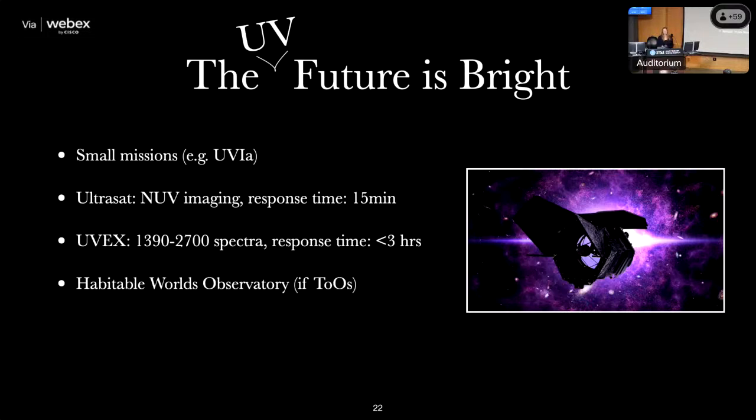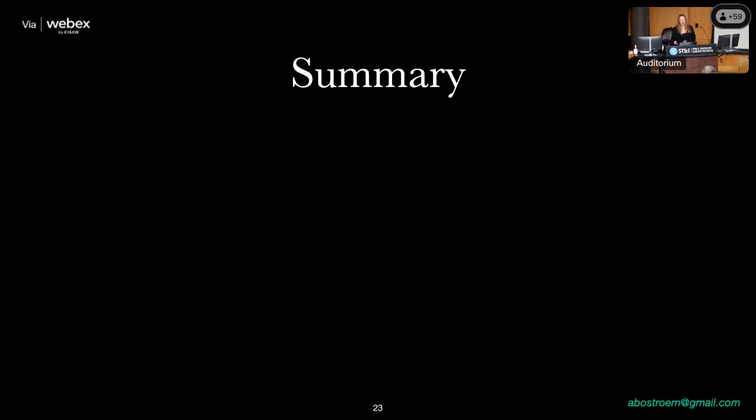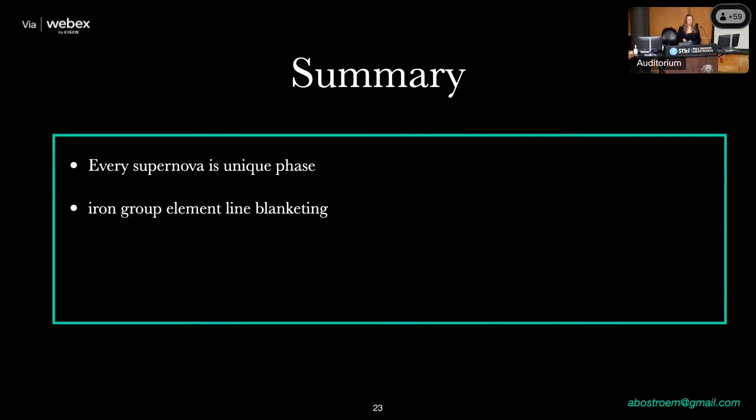And then the Habitable Worlds Observatory, I think, is very promising, but only if we can have TOO observations. So I hope that's a discussion that we have here and something that we can lean on as this mission is developed to increase those capabilities. And then with the high redshift, with Roman and Rubin coming online and JWST already, this is a place where I think both our near universe can inform our high redshift universe, and our high redshift universe can inform our nearby universe. So to summarize, we're still in this phase where every supernova spectrum we get is unique.